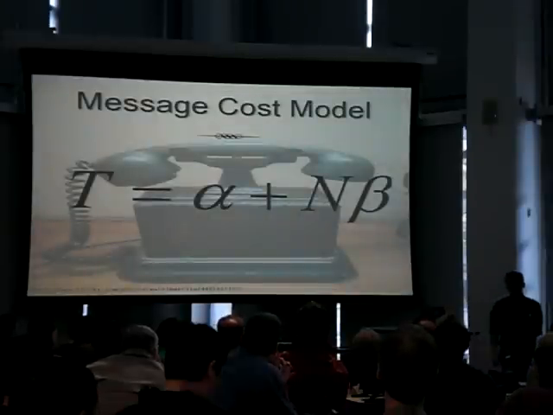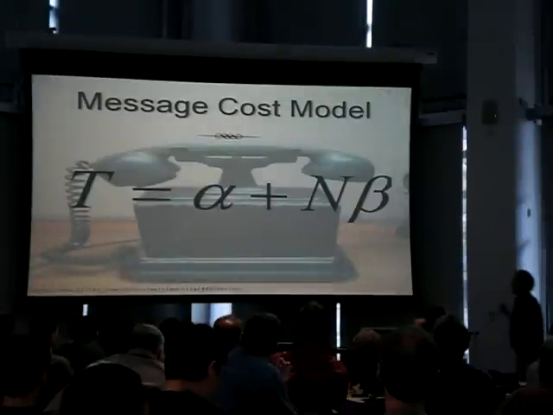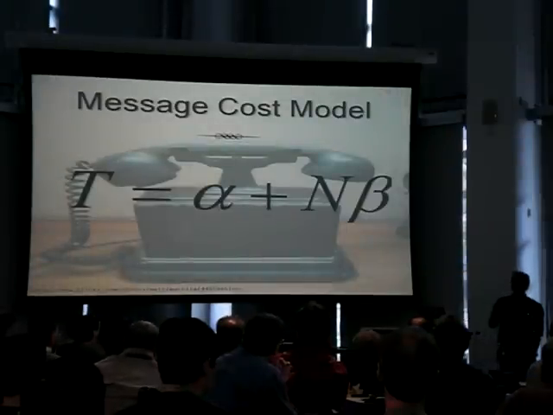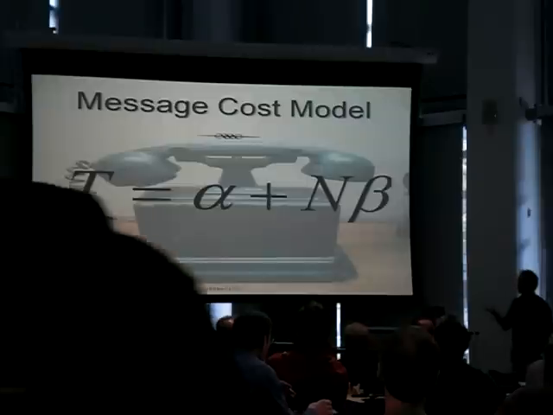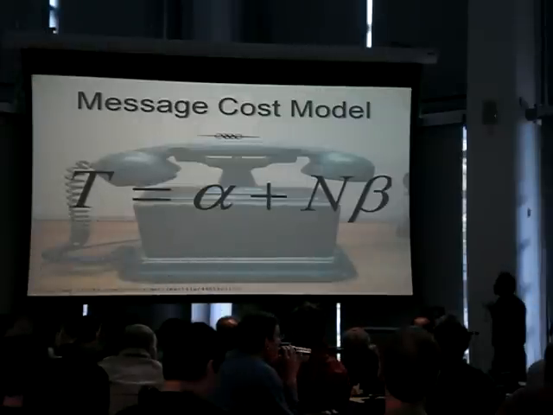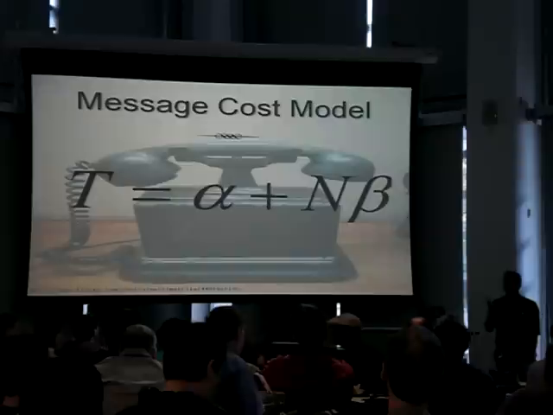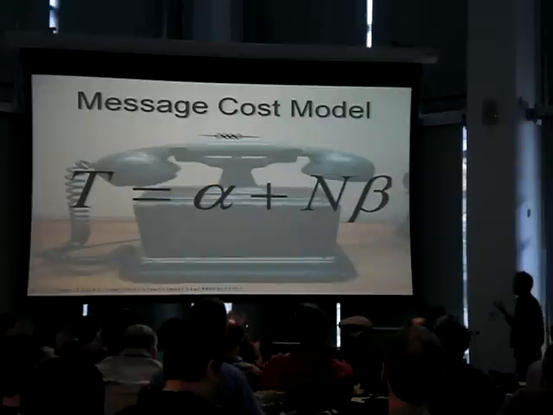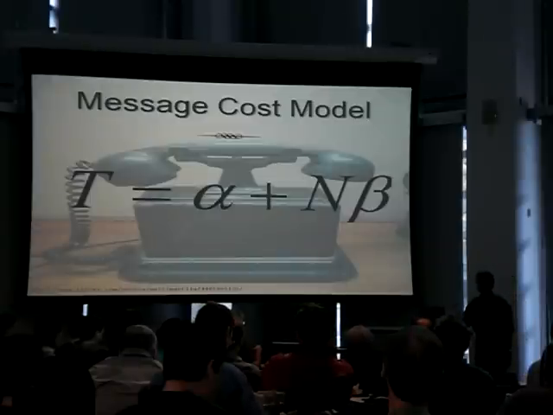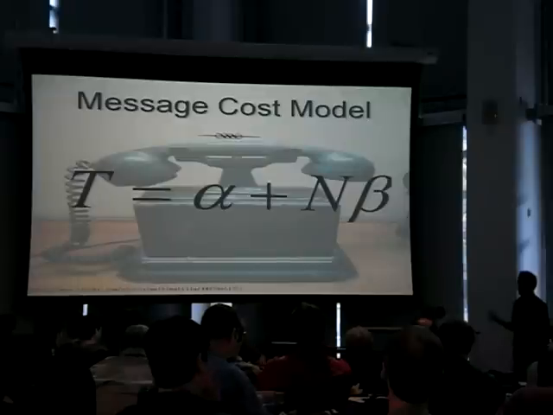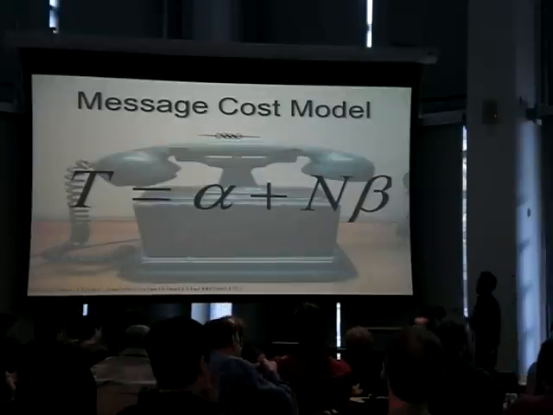The third equation is the message cost model. This typically applies when one machine is communicating with another machine. You are sending some message. The time that it takes to send that message and maybe get a response has essentially two components. One is the fixed cost, which is typically what we refer to as latency, and the second one is a per-byte cost, or per-unit-of-work cost, which is what we refer to as the inverse bandwidth.